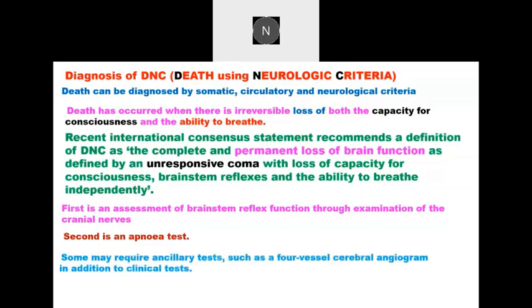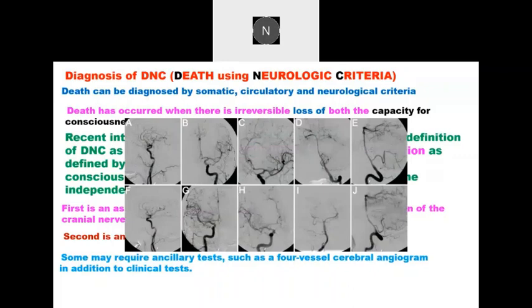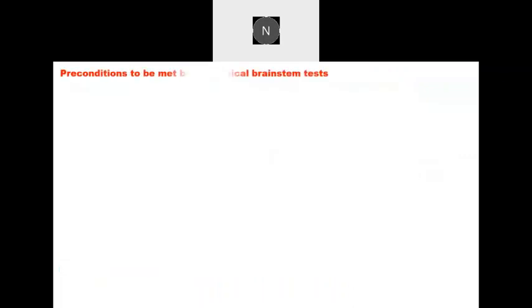And sometimes you may require ancillary testing like a four vessel angiography when the clinical tests are not possible or are equivocal. In that situation, you do a four vessel angiography like this. And then, what are the preconditions you have to meet before doing the brainstem test? Because you have to confirm it is a clear case of brainstem death. So diagnostic certainty about the irreversible structural injury is very, very important. Absence of confounders, which may mimic irreversible apnea or coma, has to be completely ruled out.